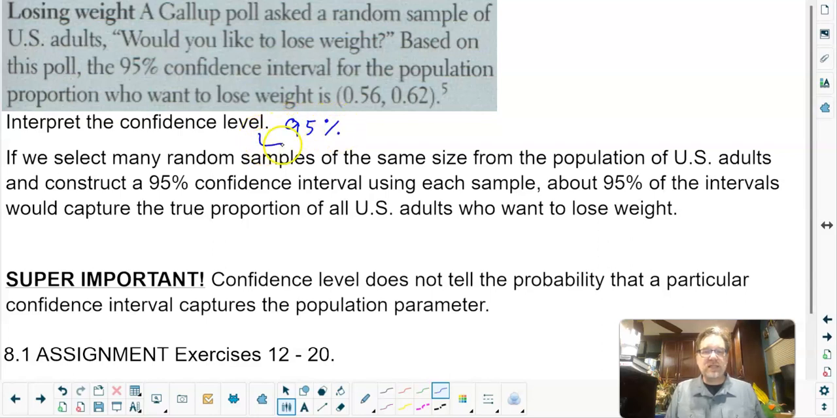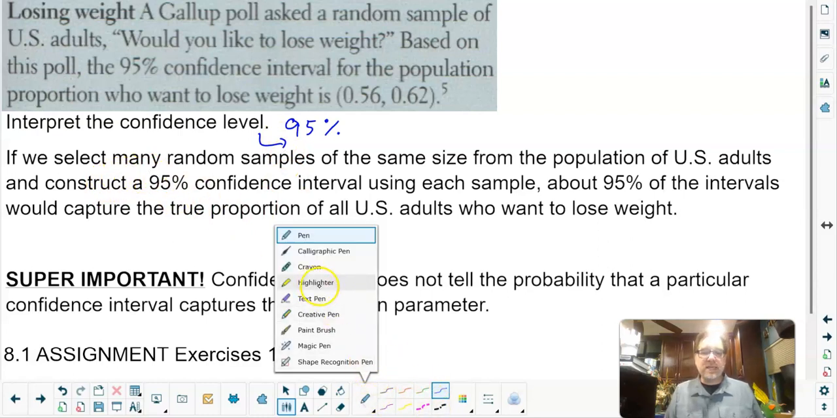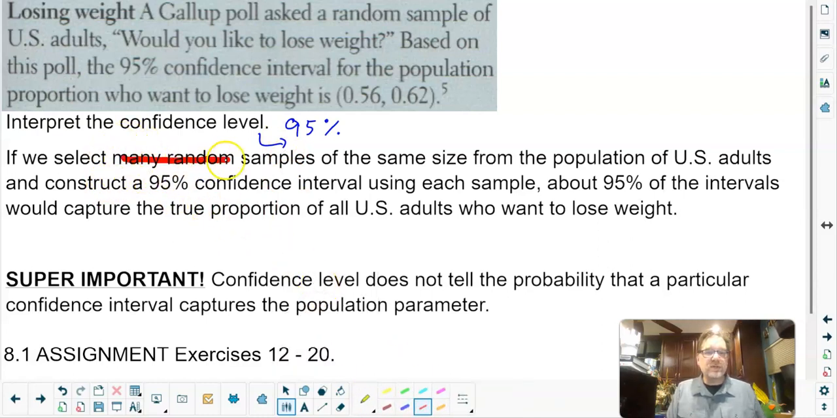That is my level. So what that means is, if we select many random samples, they have to be the same size, and they have to come from the population that we are talking about, then C% of the confidence intervals will contain our true proportion.